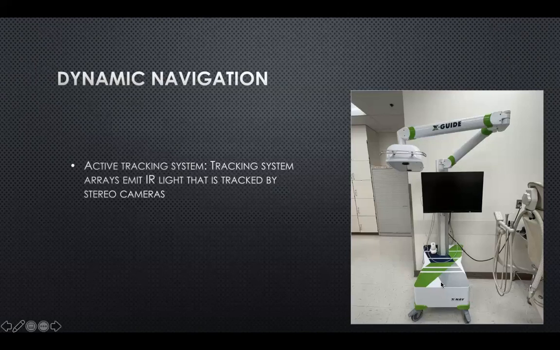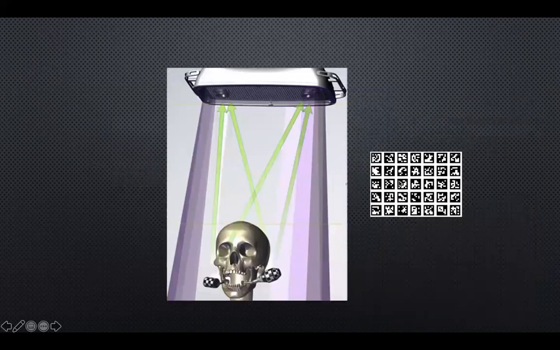cameras. And here we can see the device. It's called the XNav device. It has a computer here with a table, a screen, and it has this arm, and there is this huge big camera on top of it.